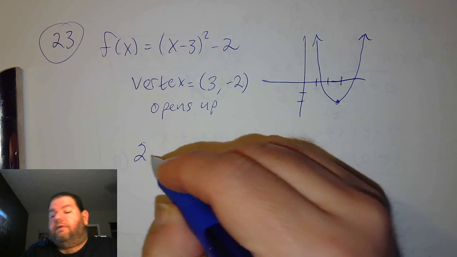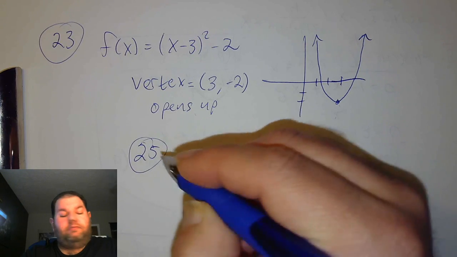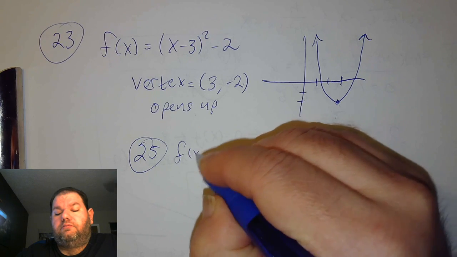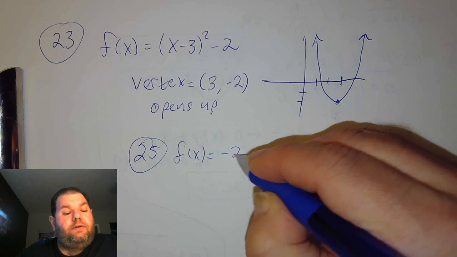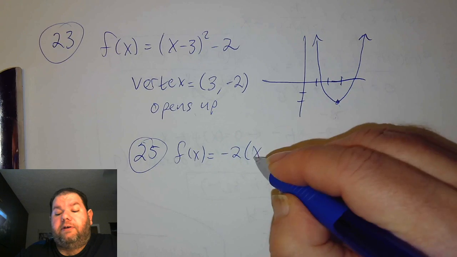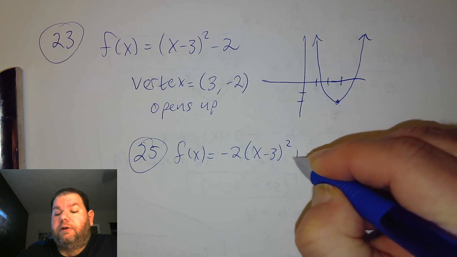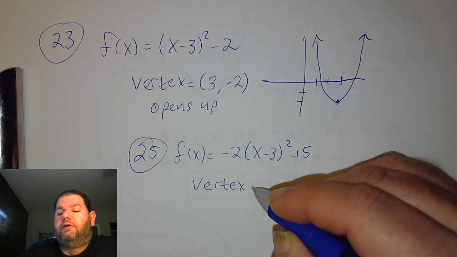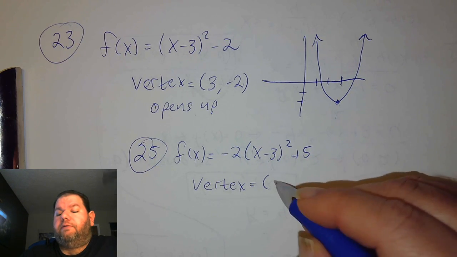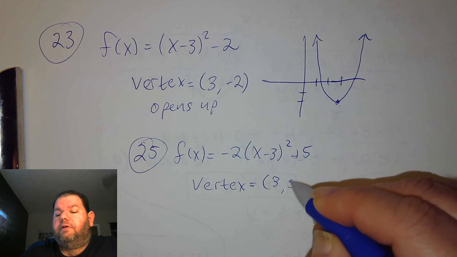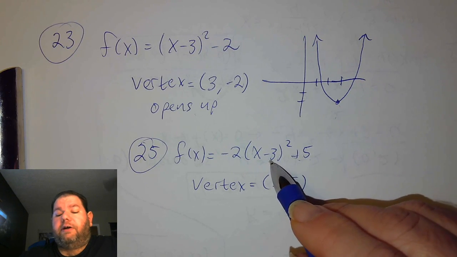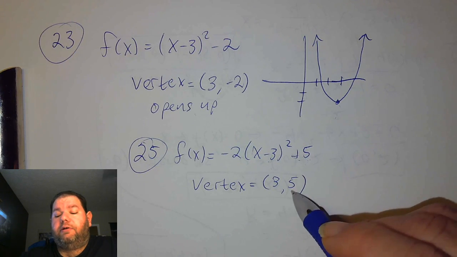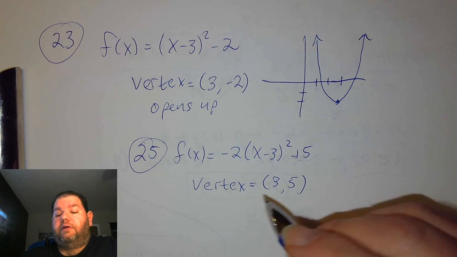So in 25, f of x is negative 2 times x minus 3 squared plus 5. In this case, our vertex is positive 3, positive 5. So again, we take the opposite of what's in the parentheses, and then we keep the same sign as what's after, and that's our vertex right there.